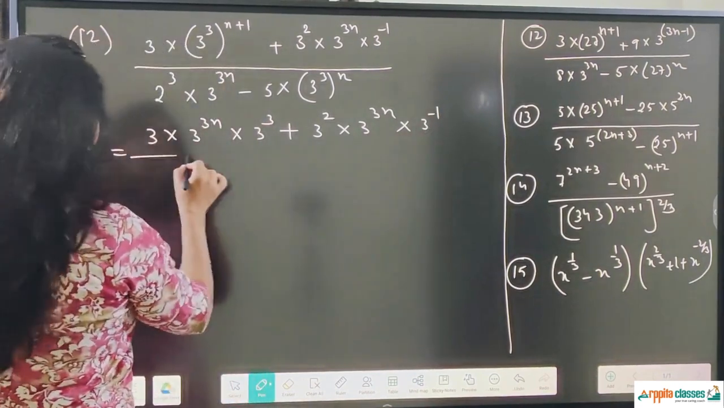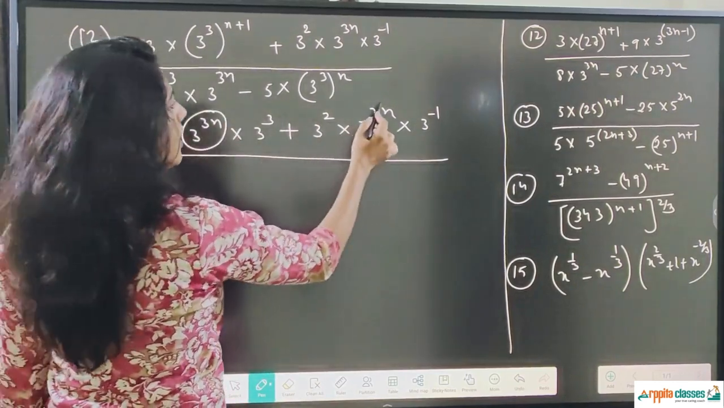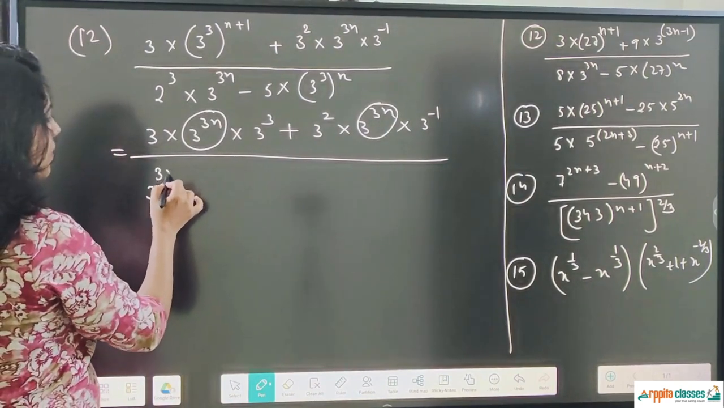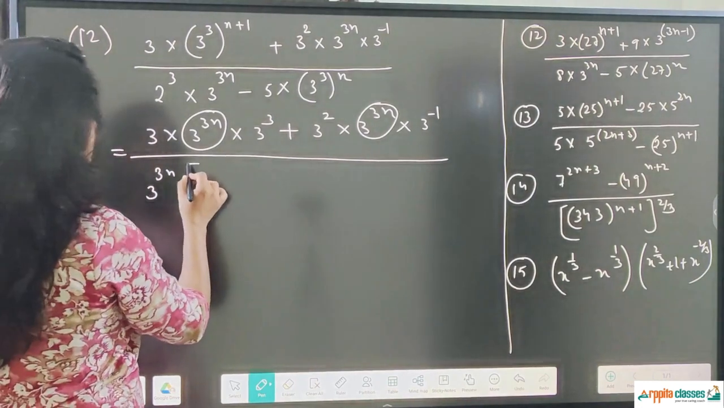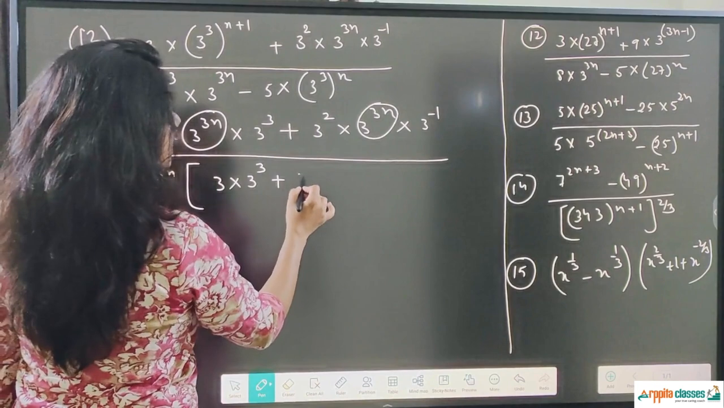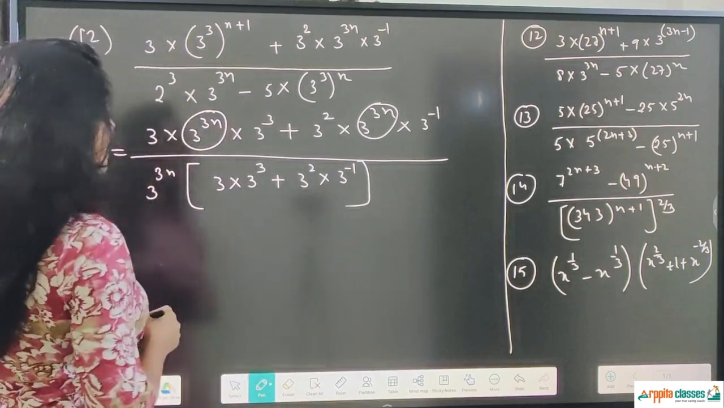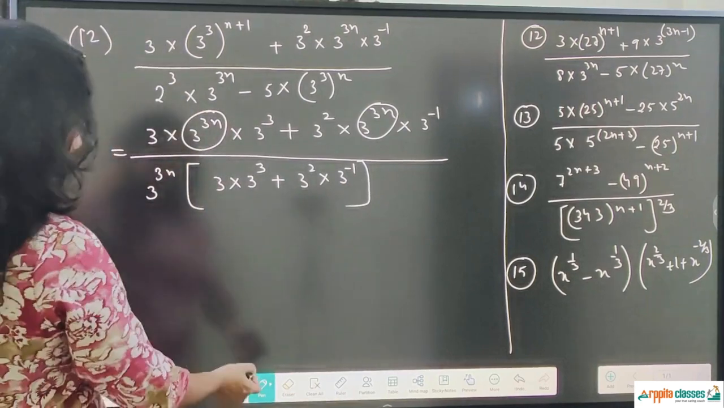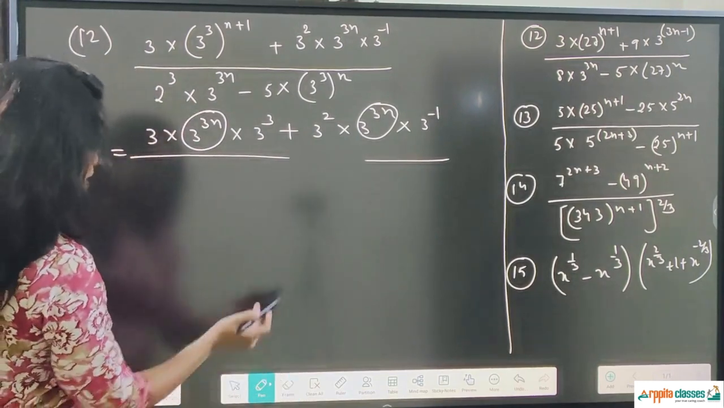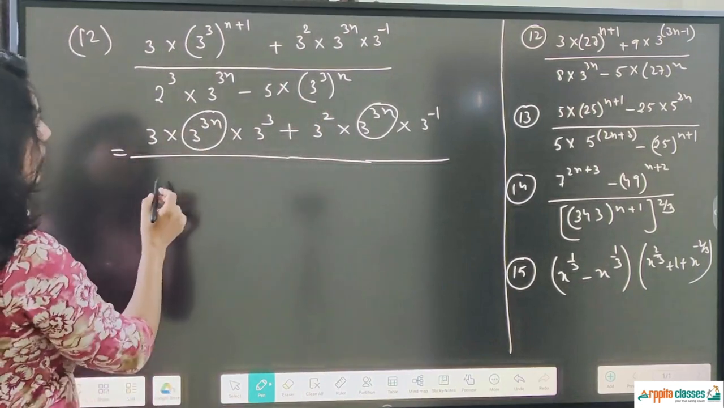Now we can do what? 3 to the power 3n, 3 to the power 3n, we can take common. So it is 3 to the power 3n taken common. Inside the bracket we have 3 into 3 cube plus 3 square into 3 to the power minus 1. This is there inside the bracket. Oh, I didn't do the denominator, sorry. So I will do this in the next step. I just took 3 to the power 3n, I have to take it common.